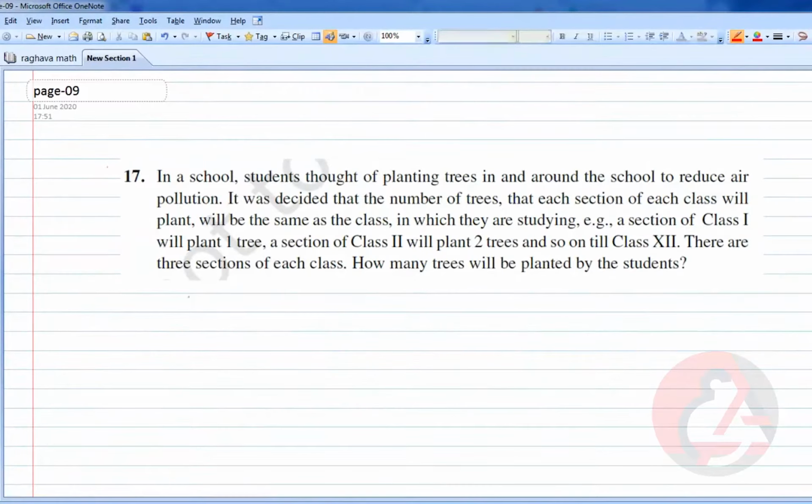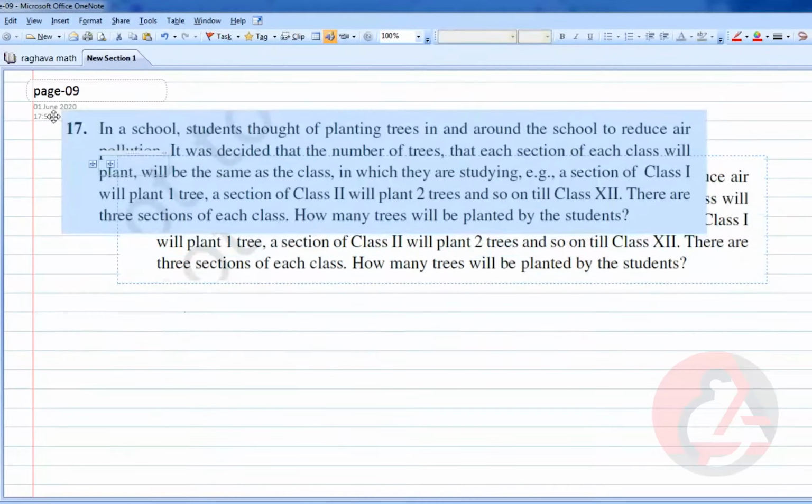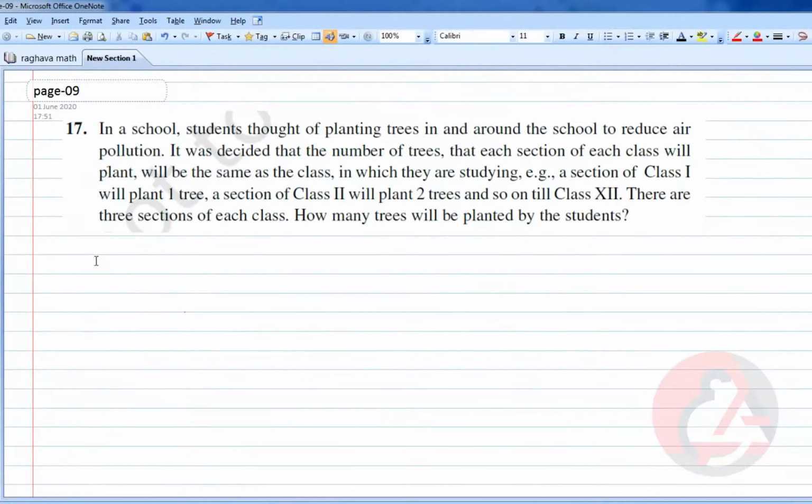Try to solve this question. In a school, students thought of planting trees in and around the school to reduce air pollution. It was decided that the number of trees that each section of each class will plant will be the same as the class in which they are studying. For example, a section of class 1 will plant 1 tree, a section of class 2 will plant 2 trees, and so on till 12th standard. There are 3 sections of each class.